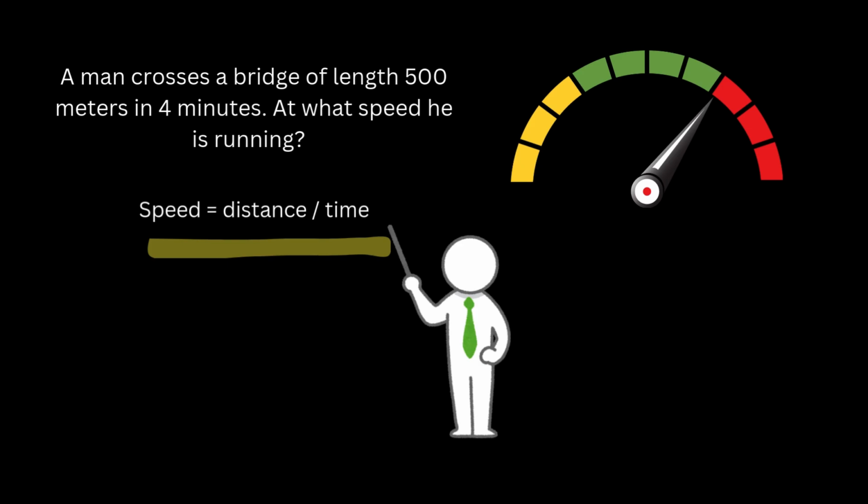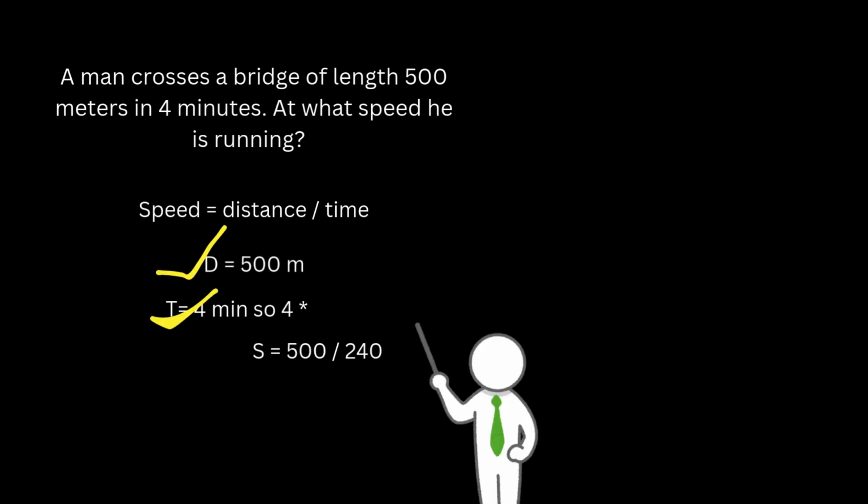So the general formula for speed is equal to distance by time. This formula means speed is calculated by dividing the total distance traveled by the total time taken. So the given data: distance is 500 meters and time is 4 minutes. Since we want to calculate the speed in meters per second, we need to convert minutes to seconds. So let's convert. 4 minutes is equal to 4 into 60, so we get the answer of 240 seconds. So the total time taken is 240 seconds.